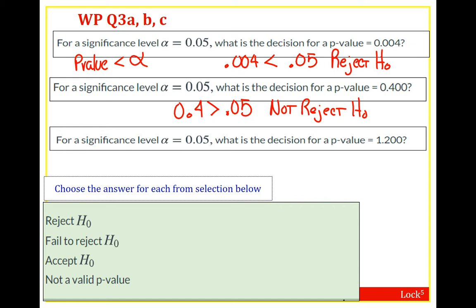For a significance level of alpha 0.05, what's the decision for a p-value of 1.2? Well, this is kind of a trick question, if you like that word. Remember, p-values are between 0 and 1 inclusively. Somebody has given us a bogus number. This is not a valid p-value, and it says not valid down here on our choice of selections. So we're not even going to answer whether to reject or fail to reject. And we never, ever, ever accept H0.